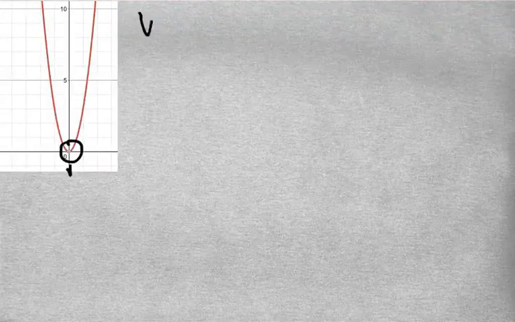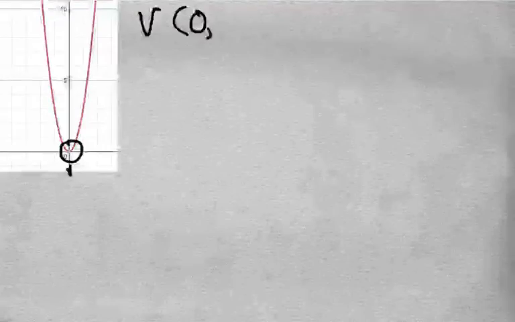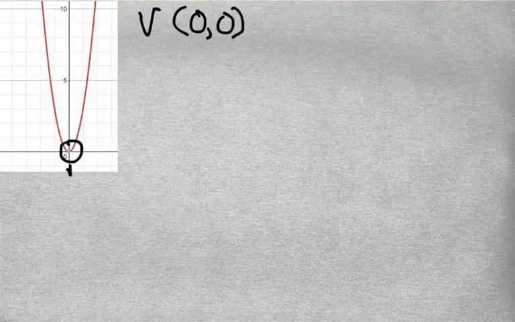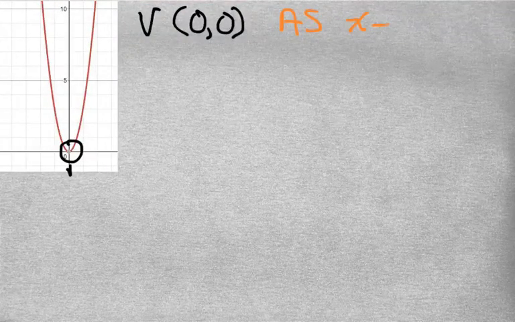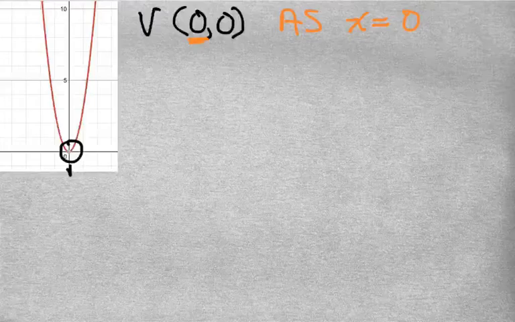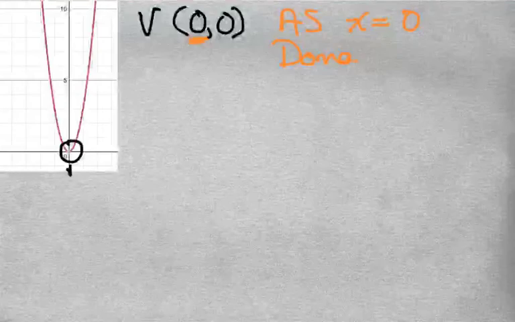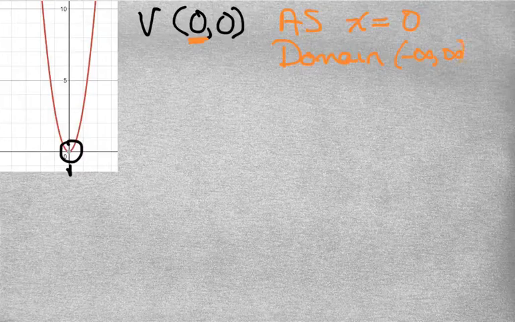And so let's go ahead and identify a couple of the key features first. The vertex is at 0, 0. Some of the other key features are the axis of symmetry, which is x equals 0. It's x equals whatever the x value of the vertex is. The domain is from negative infinity to positive infinity.